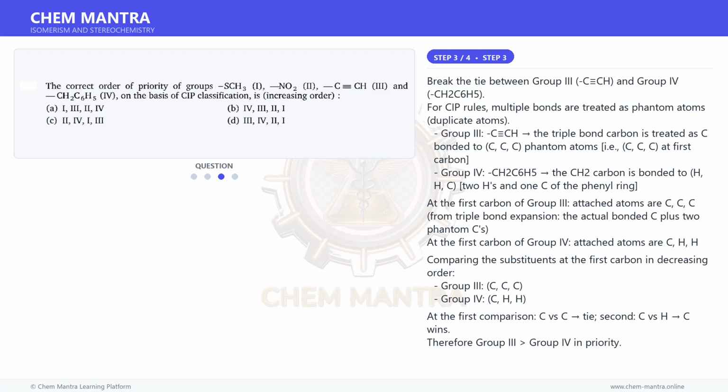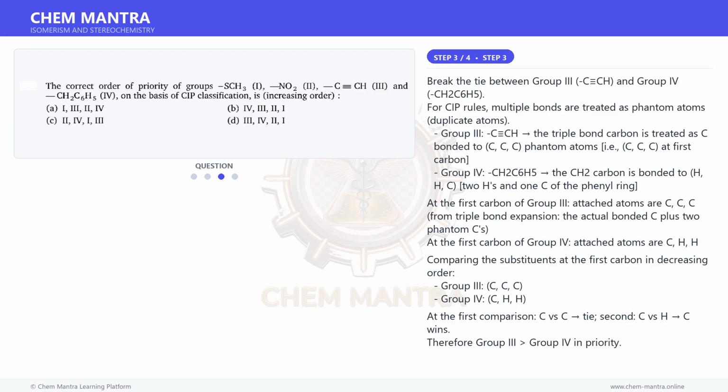Group 4, CH2C6H5: the CH2 carbon is bonded to H, H, and C, two H's and one C of the phenyl ring. At the first carbon of group 3, attached atoms are C, C, C, from triple bond expansion, the actual bonded C plus two phantom Cs.